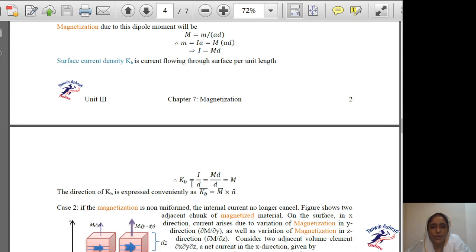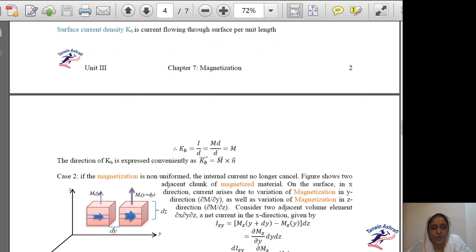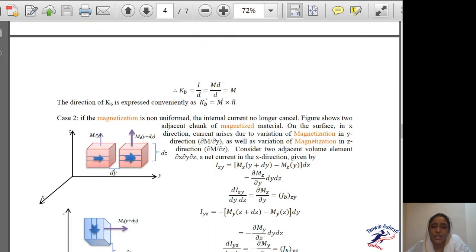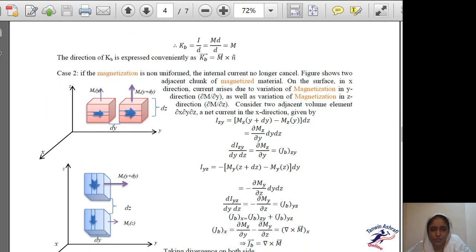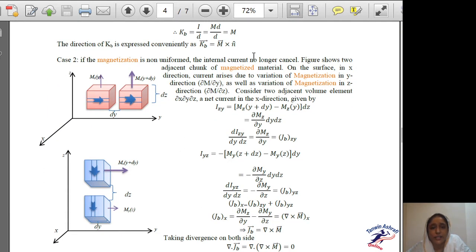Now, if I divide K_B equal to I by D of the above equation, we will get M. That is, K_B is directly equal to M. Now, direction-wise, if we express it, the vector K_B is equal to vector M cross product of n cap. Case 2: if the magnetization is not uniform, the internal currents no longer cancel each other.